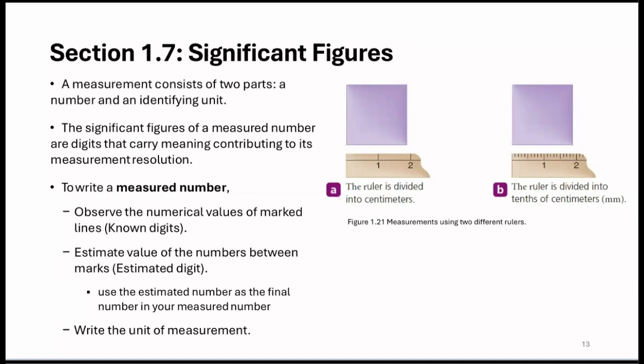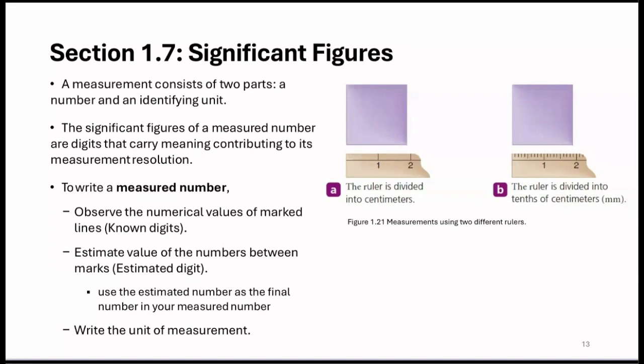So how do we write a measured number? As I just mentioned, we need numbers and we need a unit. When it comes to the numbers themselves, we need two types of digits. We need known digits, which are determined by the marked lines on the instrument that we're utilizing. And in addition, we need to have an estimated value. This estimated value is an estimate for the numbers that we think are there, based on the estimate in between the marked lines. Lastly, we need a unit of measurement.